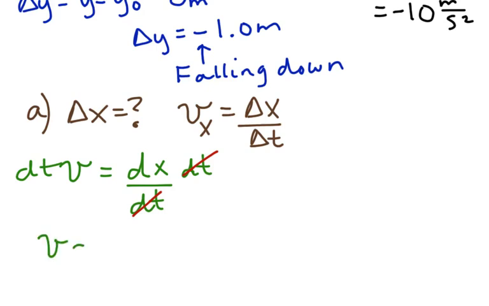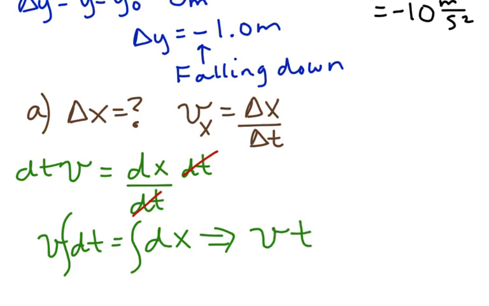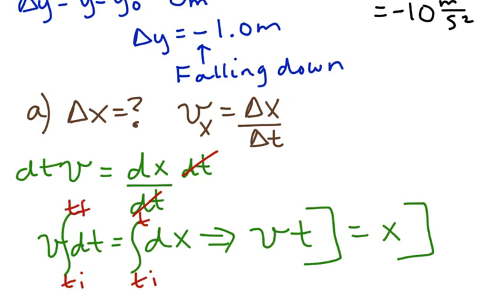Then we write v dt is equal to dx. Integrate both sides. We get v t, we're going to evaluate this, is equal to x, and we're going to evaluate that. Now, if we're using our definite integrals, we need to plug in our upper limits and our lower limits. This would be t_f, t_i, excuse me, this one here is x sub i, x sub f.